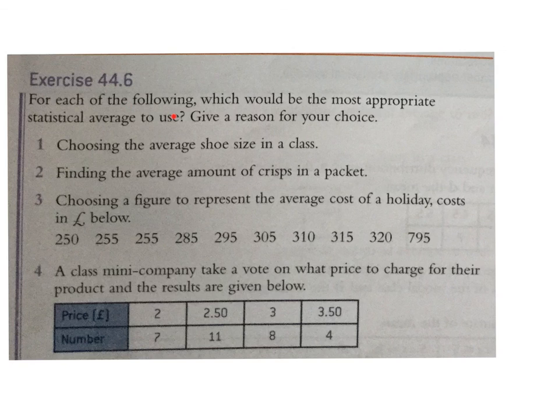So for each of the following, which would be the most appropriate statistical average to use, and give a reason for your choice. So we're going to write mean, median, mode, and you're going to write down a reason each time. In question 1, we've got to choose the average shoe size in a class. If I was buying a pair of shoes and I want them to fit the most people in the class, they're either going to fit you or they're not. So I would want to see what's the most common or the most popular shoe size in the class, and that would be the shoe size I'd buy. It'll not fit a lot of people, but it'll fit the most. So I've used the word most common or most popular, and that is the mode.